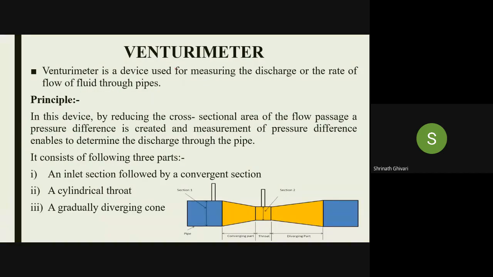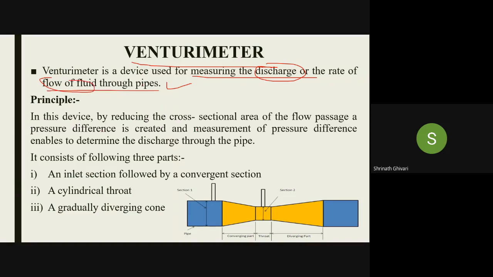A venturimeter is a device used for measuring the discharge or the rate of flow of fluid flowing through pipes. In this device, we are determining the discharge or the rate of flow through the pipes.